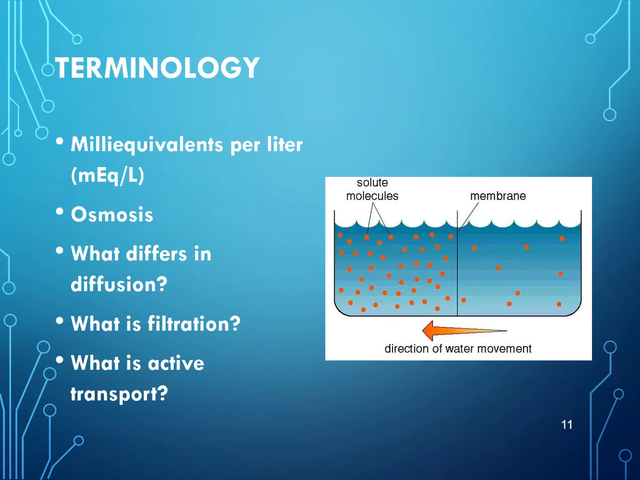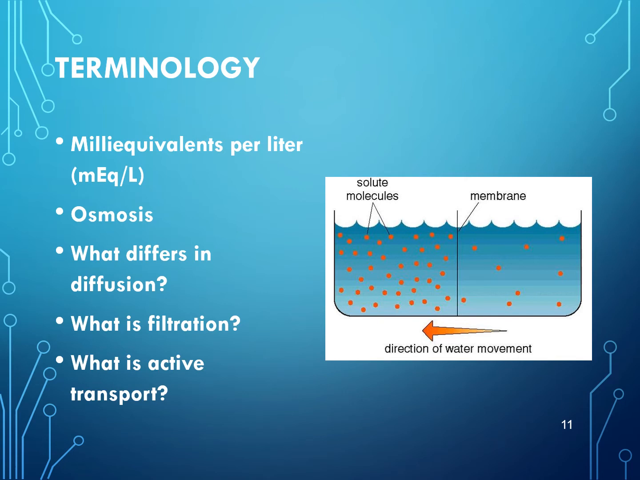Okay, we're going to review some terminology. So this should be a review. I recommend checking out Brunner 14th edition on page 253 if this is confusing for you. So we have our milliequivalents, and this is a unit of measure. We have osmosis, which is the movement of water from an area of less concentration to an area of greater concentration. Water moves to dilute more concentrated substances.